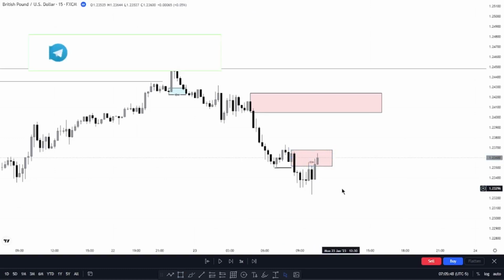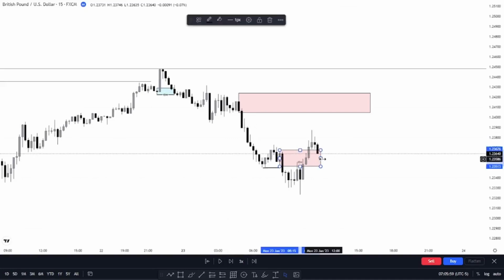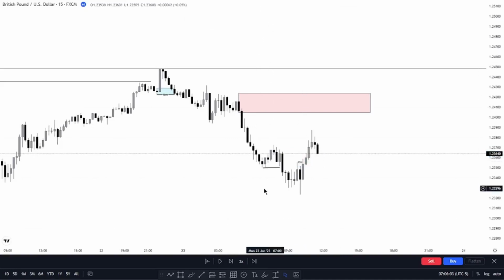And let's see what happened there. Let's advance price and see what happened. Can you see what happened there? Price broke through the retail OB. All right, price broke through the retail OB.